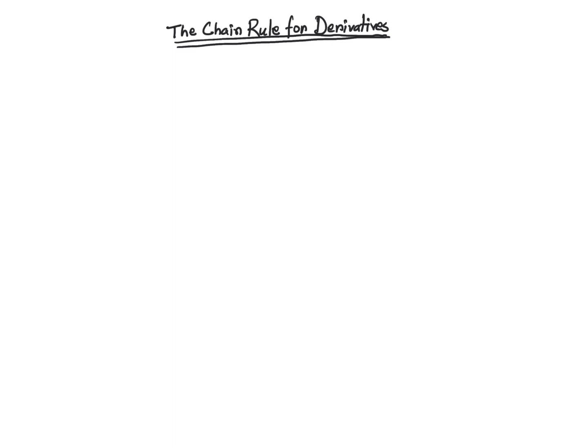In this video, I'm going to talk about the chain rule for derivatives. Let's consider a function f. Let's say f is differentiable at some point c. That means f prime of c exists. Let's say g is another function such that it's differentiable at some point b, where b is f of c.